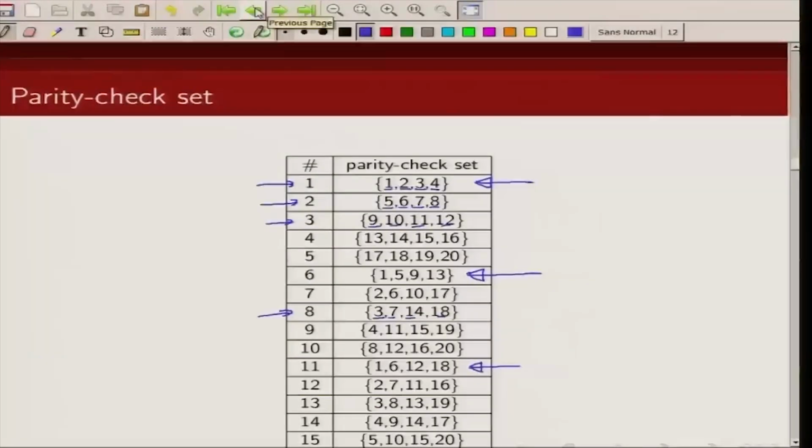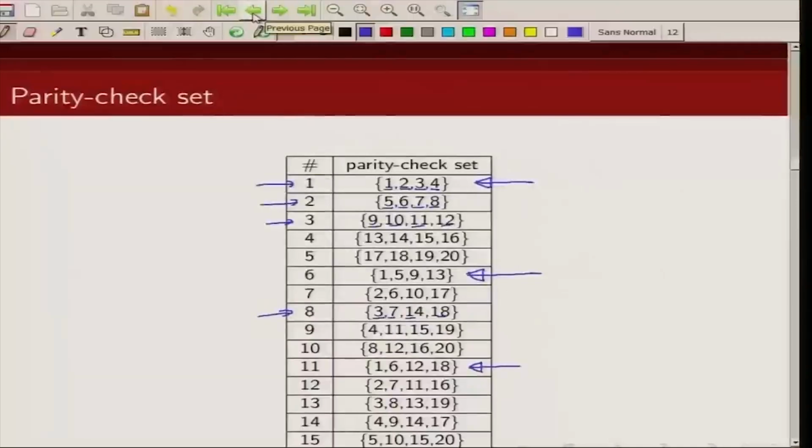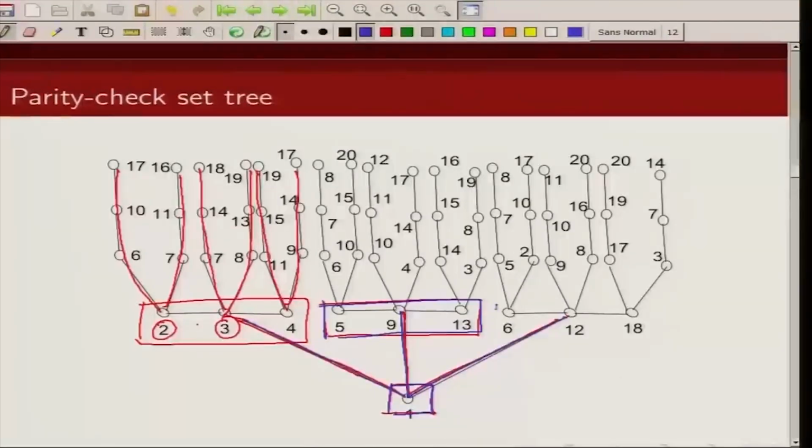Similarly, here bits 5, 9 and 13 are participating in addition to bit number 1. So, these are 5, 9 and 13. And here 1, 6, 12 and 18 are participating. So, then we have 6, 12 and 18. So, this is our tier 1. Now, how do we draw tier 2?